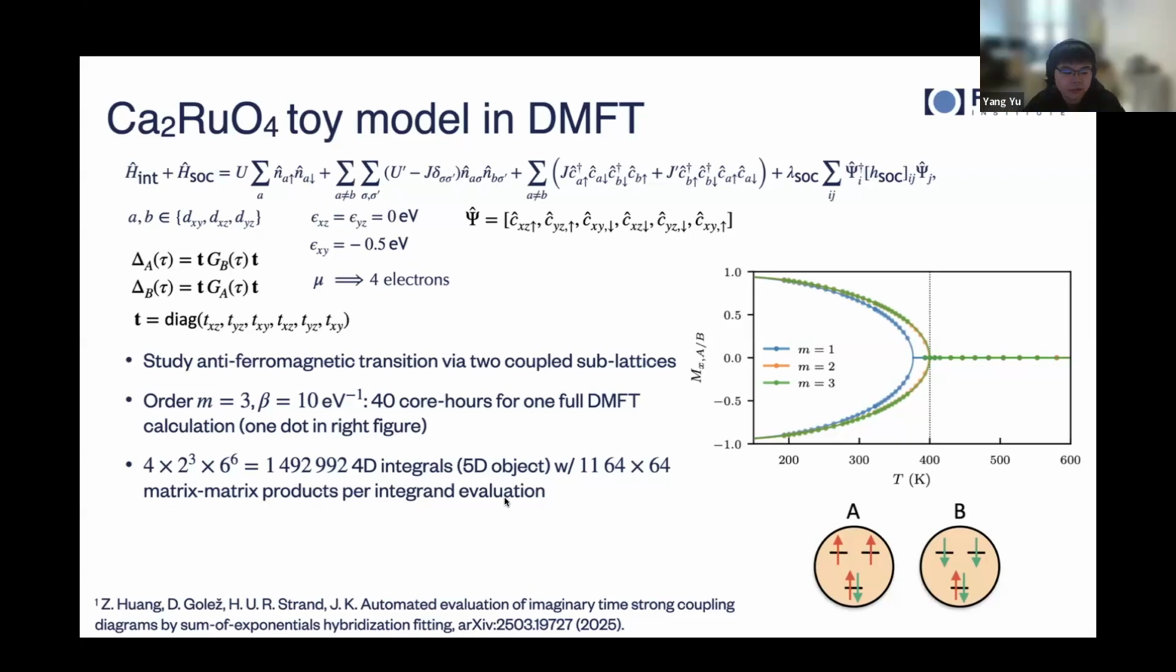Thank you. But that's your convergence parameter. That's your N, I would say.